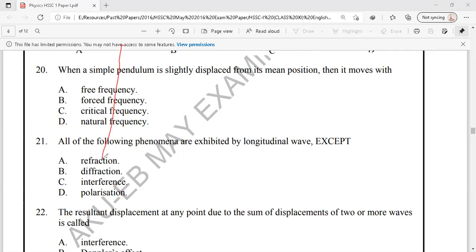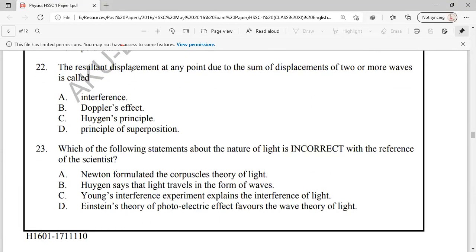Let's move to our next question, question number 22. The resultant displacement at any point due to the sum of displacements of two or more waves is called what? This phenomenon is known as interference of waves. When two or more waves pass through a point, the displacement of the resultant wave is equal to the sum of the displacements of the waves. This is called interference of the wave. So the correct answer is option A.